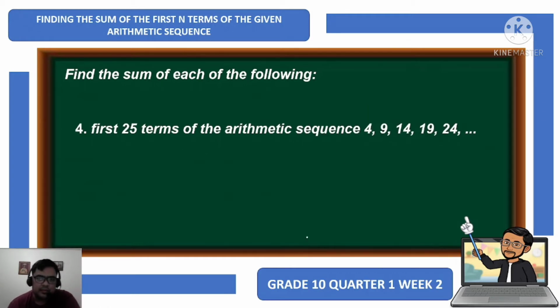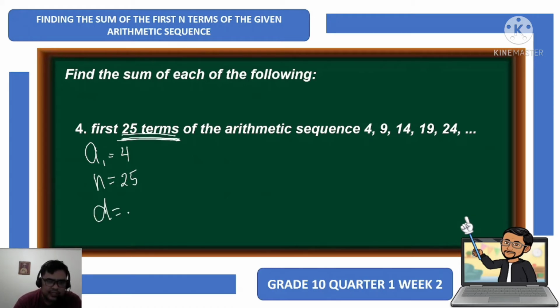How about number 4? First 25 terms of the arithmetic sequence. So, alam natin that the first term is 4. But we don't know the last term. But we can know that n is 25 because that is given. Then the common difference, if we look for it, we can come up with 5 as the answer. Right? So, therefore, 5.